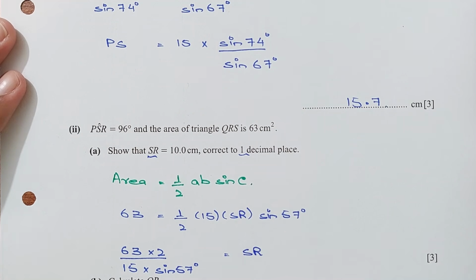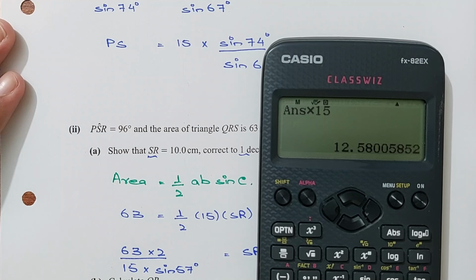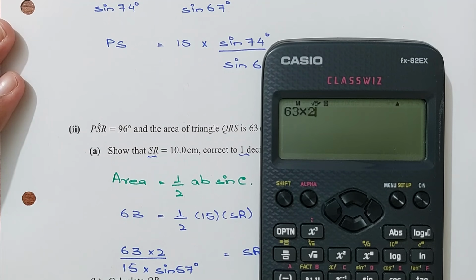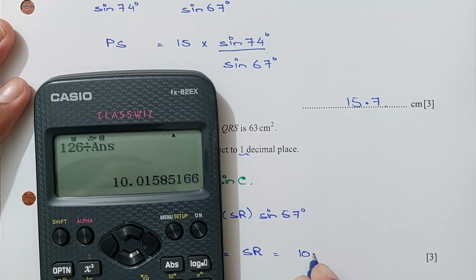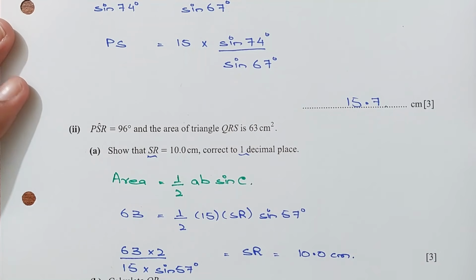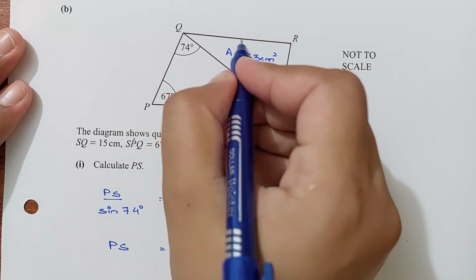Multiplying by 2 and dividing by sine 57 times 15. Let me solve for 63 times 2 first, 126, right? Okay, so 126 divided by sine 57 degrees times 15, the answer is 10.01. Correct to 1 decimal place is 10.0 centimeter. Yes. Now for part B, calculate QR. Q to R. This length we have to calculate.